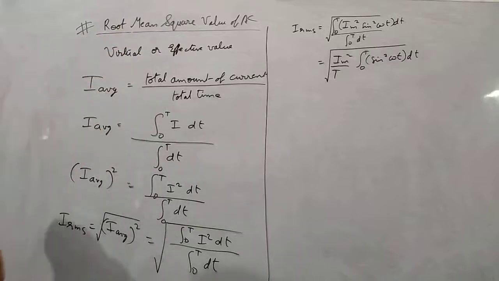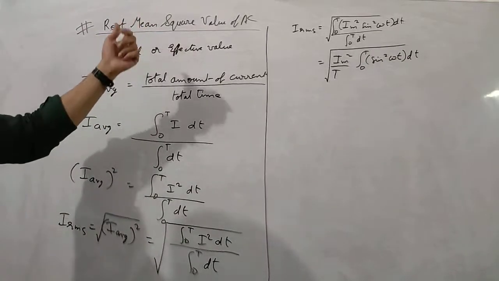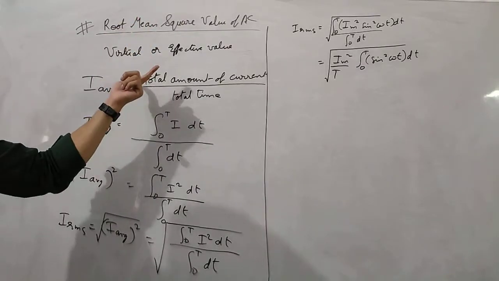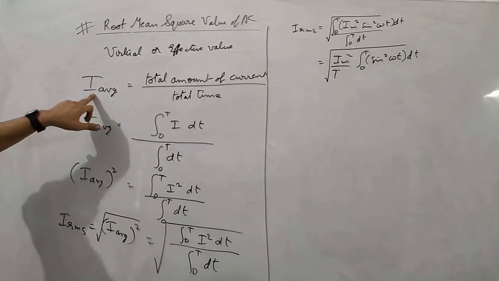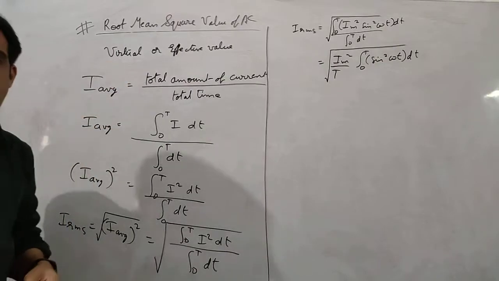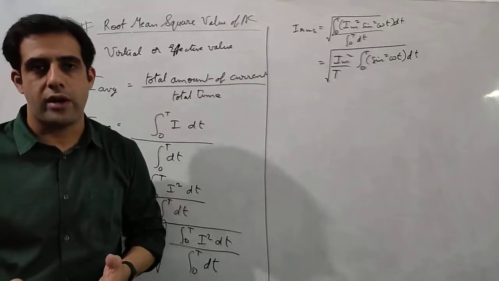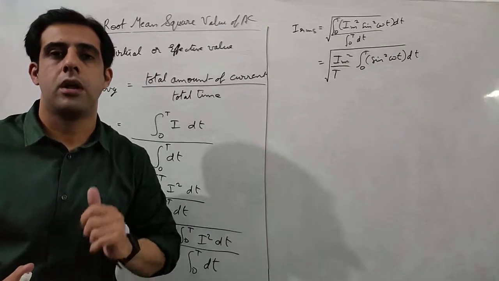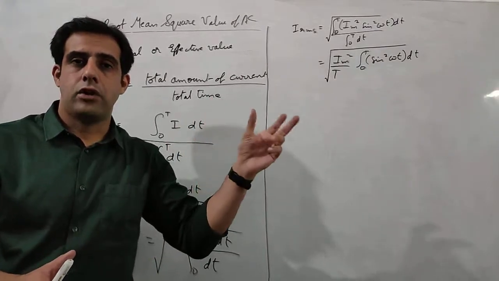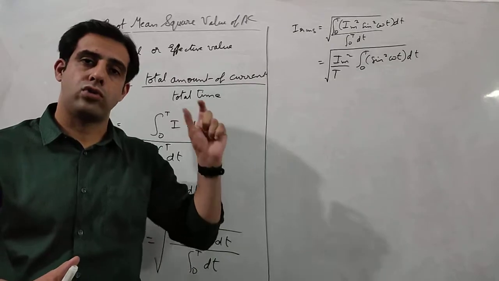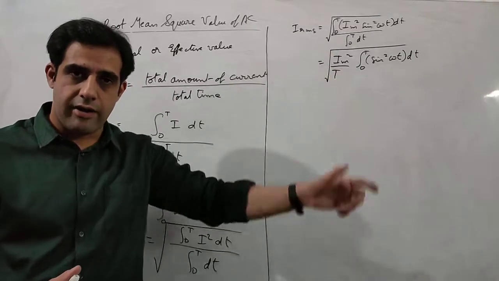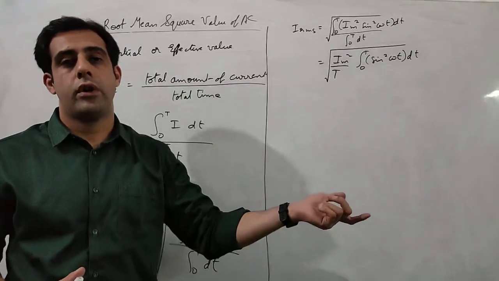Now, to calculate the root mean square value of alternating current, let us first talk about the mean part. Mean means average. Before we talk about the average current, if you want to find the average or mean of any number of quantities, then we follow a simple general formula: the average of any number of quantities is equal to the sum of all those quantities divided by the total number of quantities.